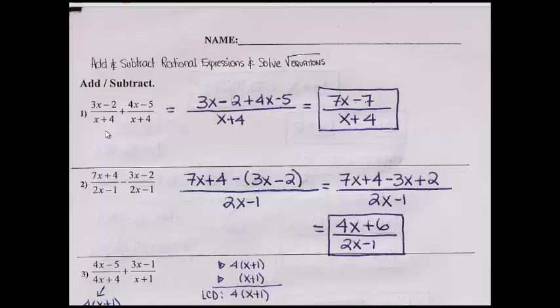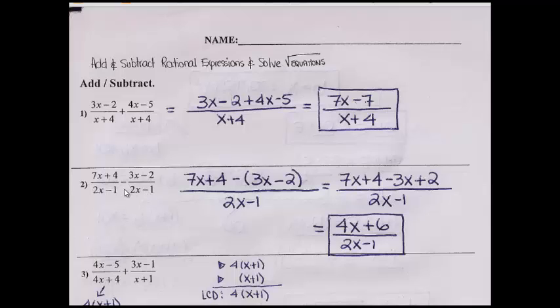Very often students will add x plus x is 2x, 4 plus 4 equals 8, and that is wrong. Notice that x plus 4, common denominator is still x plus 4. All I do is combine the top, and I get 7x minus 7.